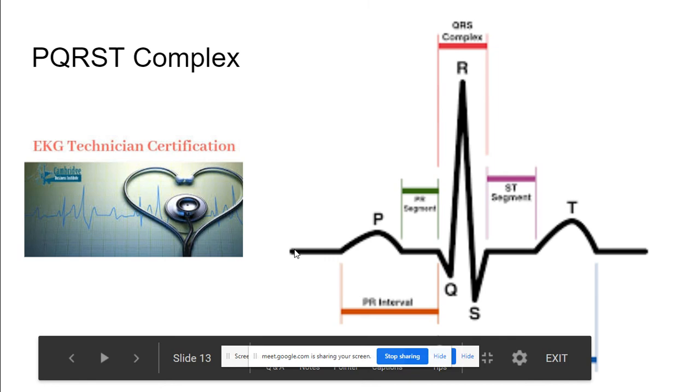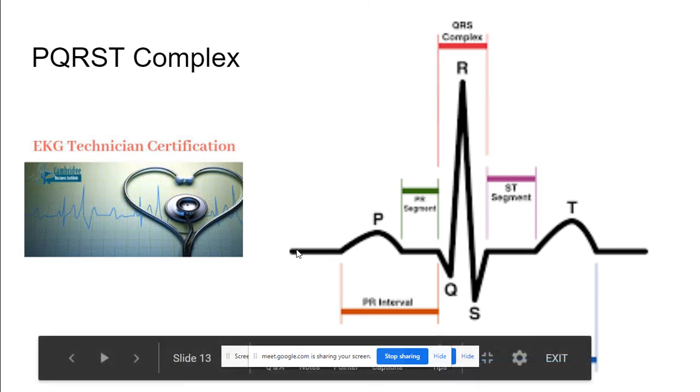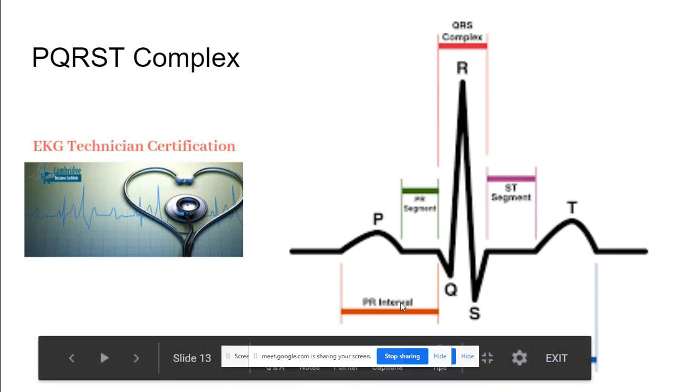Okay, so here is the complex you guys have all seen 100 times. This, of course, is a beautiful normal sinus rhythm. The P wave and the Q and the R and the S, and then the T is the repolarization. And it's just showing you where those intervals are. So if you're measuring the PRI, or the PR interval, that means the space from the beginning of the P to the beginning of this Q.